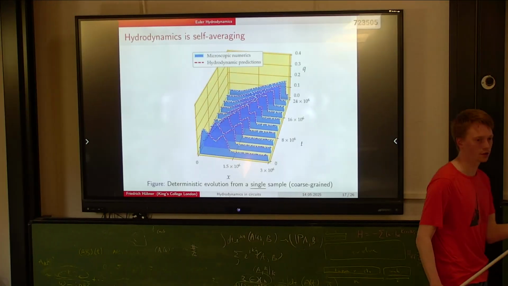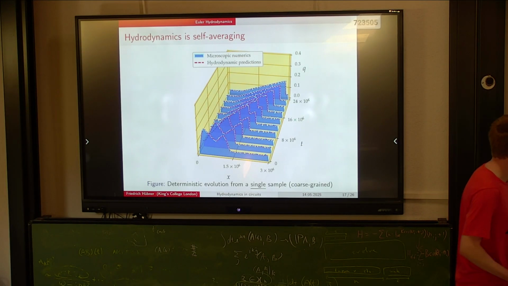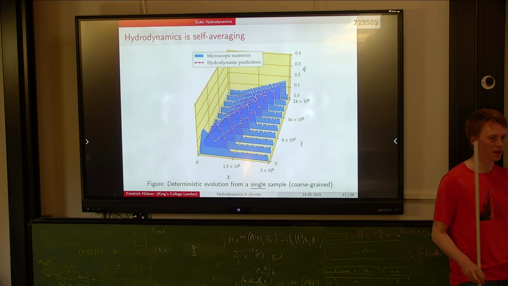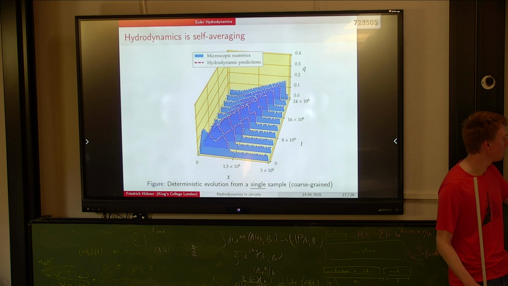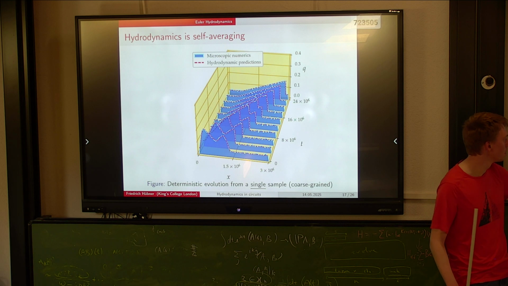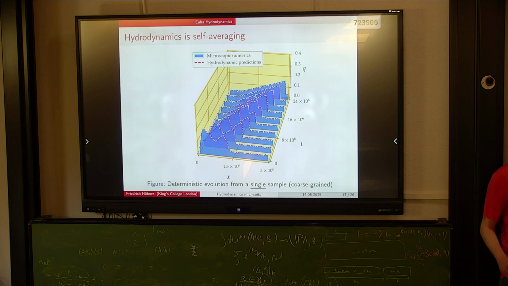So this is the plot I showed in the beginning, and when you look at this plot, there's much more noise than in the last plot. So what happens here? In the last plot, I averaged over many samples, and here I just took a single sample from it, and I evolved it, and in the end I coarse-grained it, and this is the evolution. And it also follows hydrodynamics. So what you learn from this is hydrodynamics is self-averaging, right? Which is something that you also might expect, but here you can very simply check it.